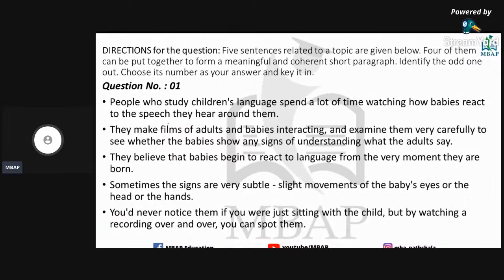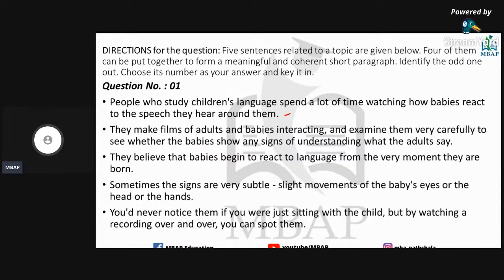So the first question for the day. The first sentence says: People who study children's language spend a lot of time watching how babies react to the speech they hear around them. Okay, so next sentence.